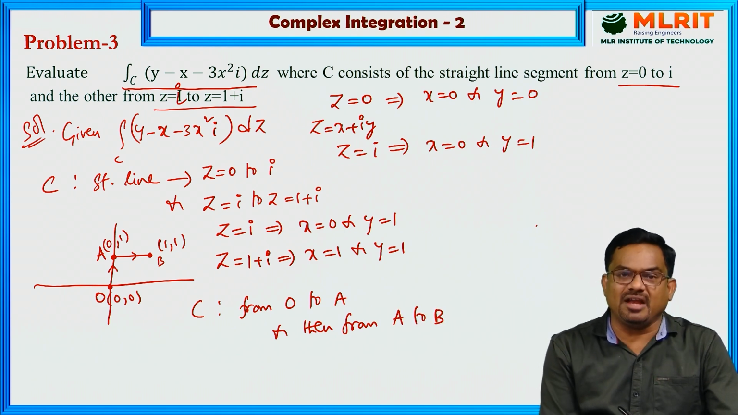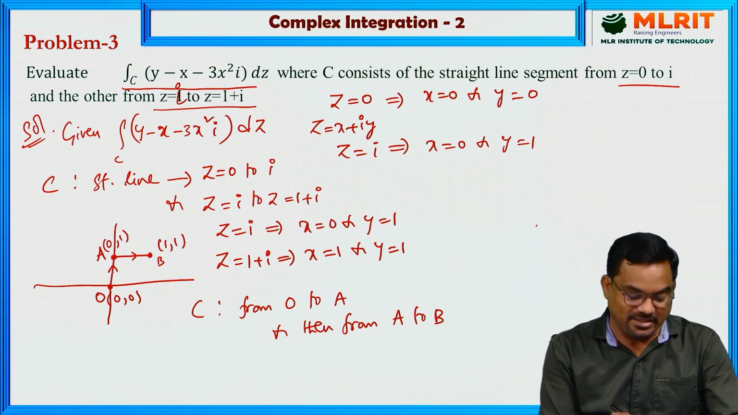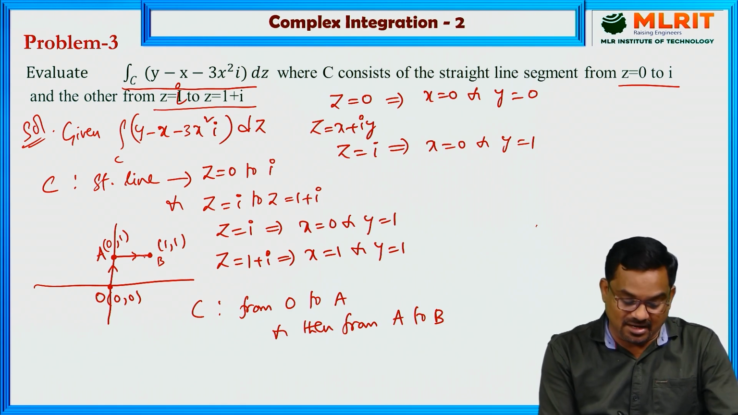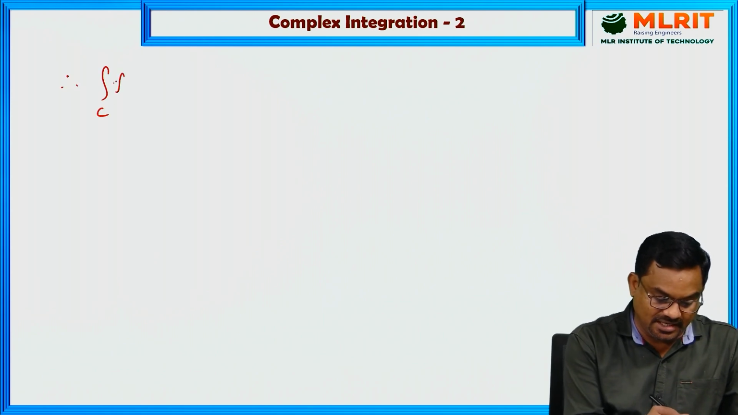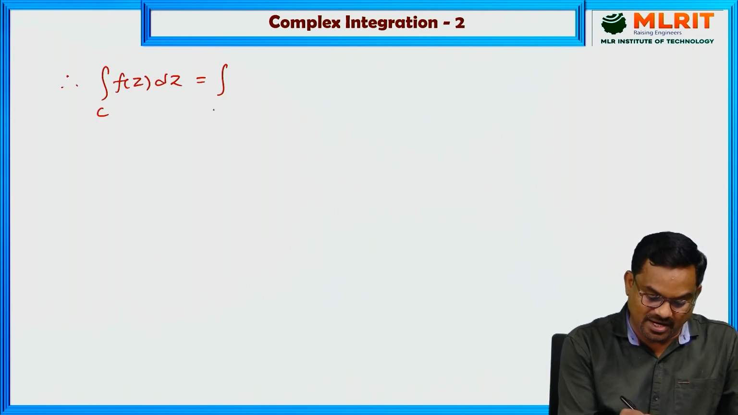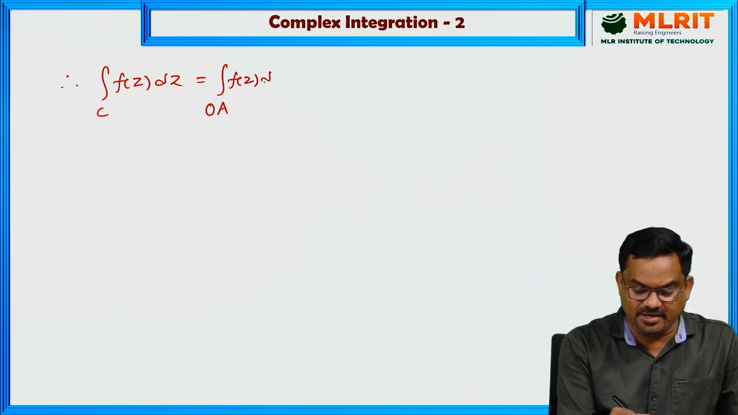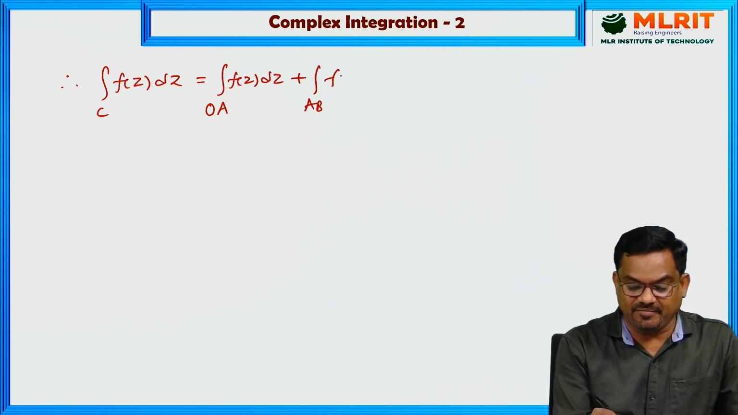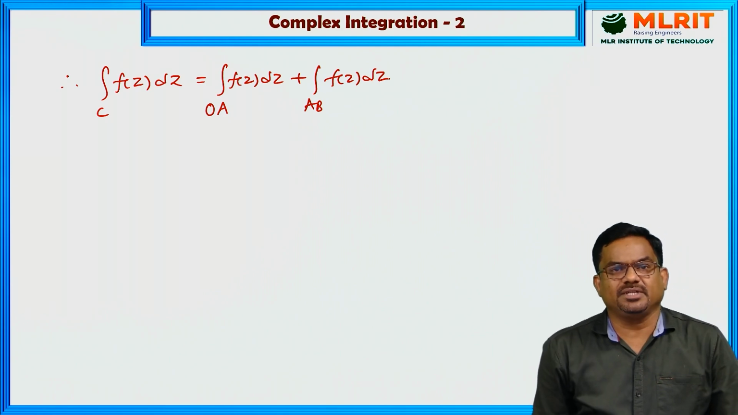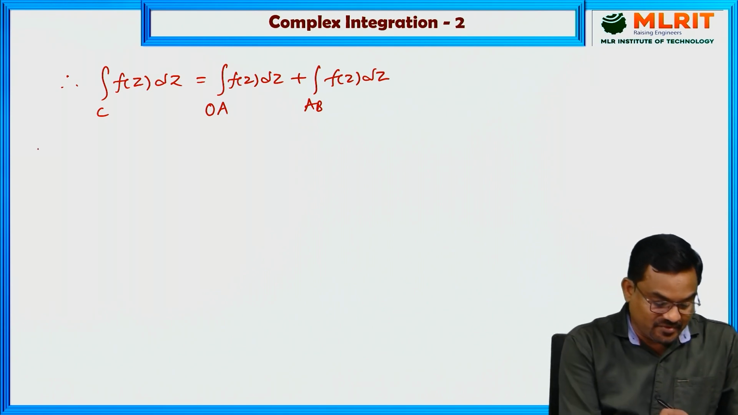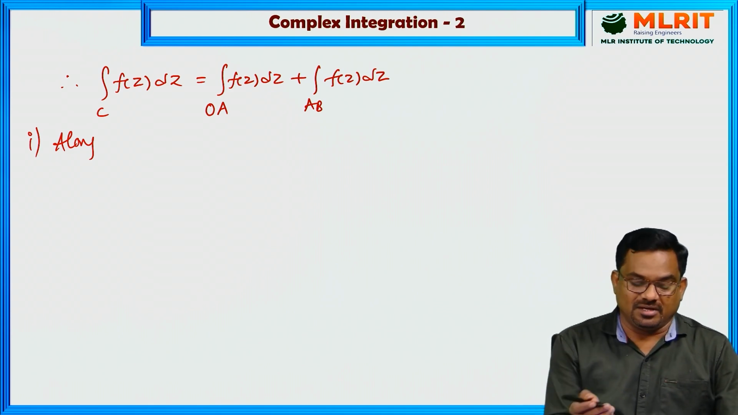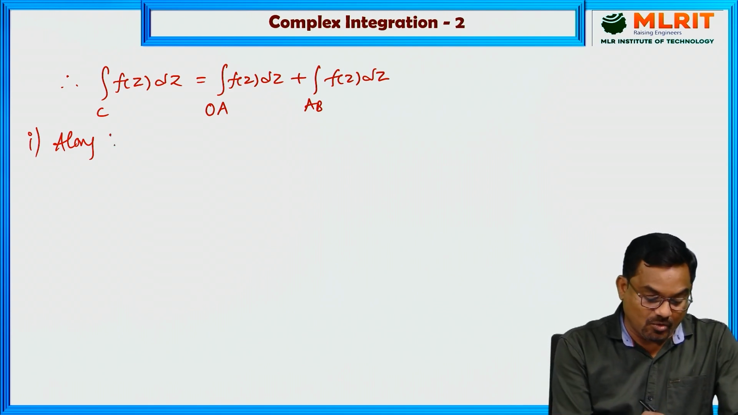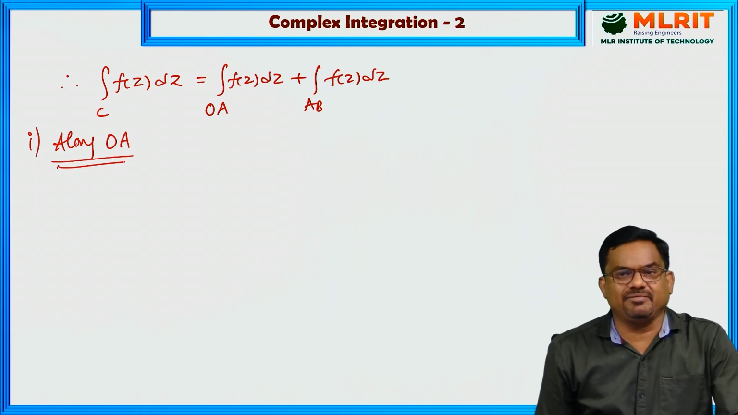So we need to evaluate the line integral along these two lines, along OA plus along AB. Therefore the line integral over C of f of z dz is equal to the integral along OA of f of z dz plus the integral along AB of f of z dz, the sum of these two line integrals. First, let us find the integral for each line segment.